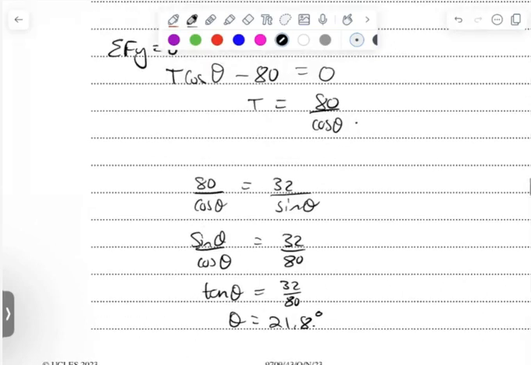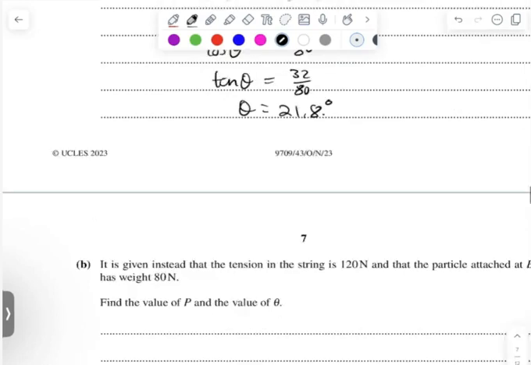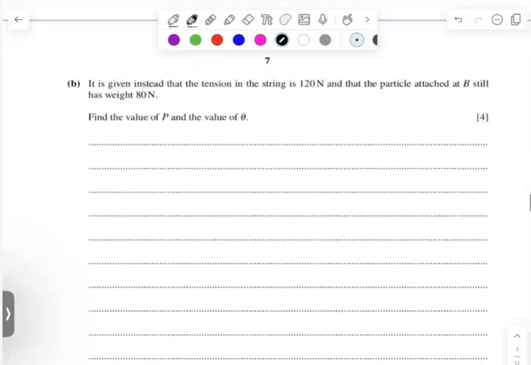Okay, and then because this is a simultaneous equation, I can then just plug in my theta. Let's just plug it in over here. So T is 80 over cos of 21.8. And that gives me an answer of 86.2 newtons if I look at three significant figures. Okay, so always either give more significant figures and then round off, or just make sure you are rounding off correctly.